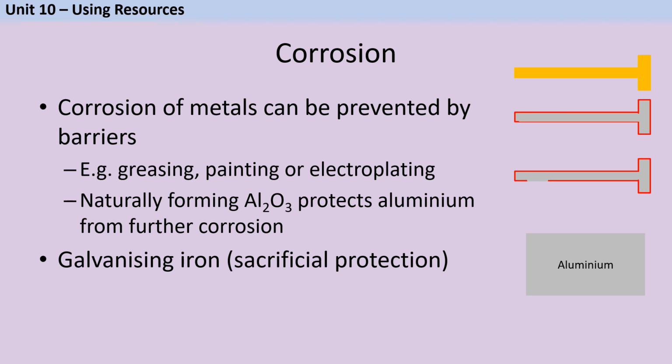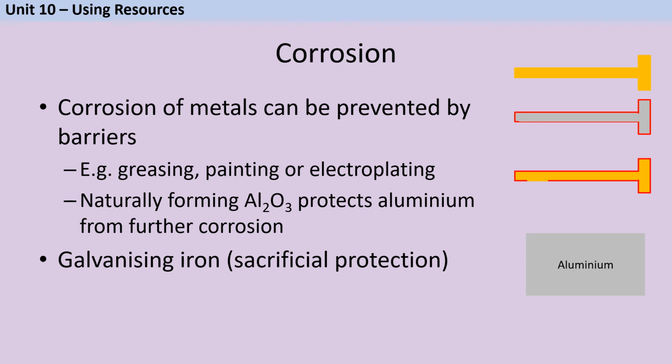My second nail here has a layer of red paint around it, and so it doesn't rust. But the thing with barrier methods is they only work for as long as the barrier remains intact. If you get a scratch in the paint like my third nail here, then the metal underneath can still corrode.